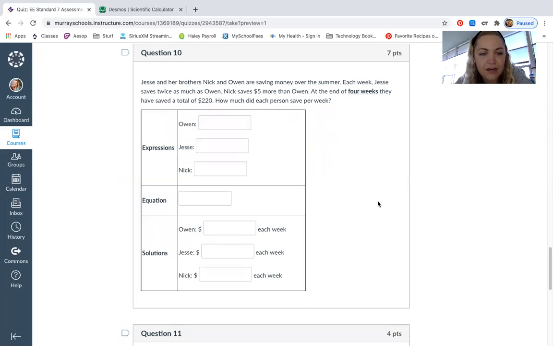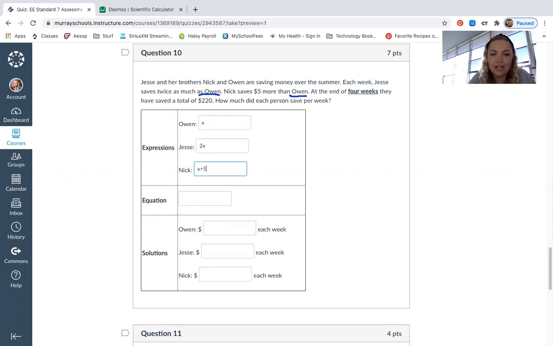Okay, so we've got Owen, Jessie, and Nick. We need to figure out who they all depended on. So it looks like Jessie saved twice as much as Owen. Nick saved $5 more than Owen. So Owen is who they all depend on. I'm going to mark him as X. So to show that Jessie saved twice as much as Owen, I will say Jessie had 2X. And to show that Nick was $5 more than Owen, I'll take Owen's X and add 5.